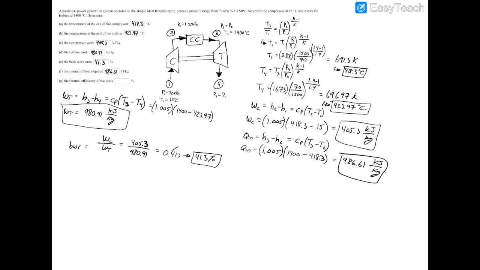And last but not least, we have our thermal efficiency of the cycle, which is going to be equal to the work of the turbine minus the work of the compressor divided by the heat requirement. So that's going to be equated to 980.91 minus 405.3. And all of that is going to be divided by 986.61. And then when you plug this into your calculator, you'll have the thermal efficiency being equal to 0.5834, or in other words, 58.34%.